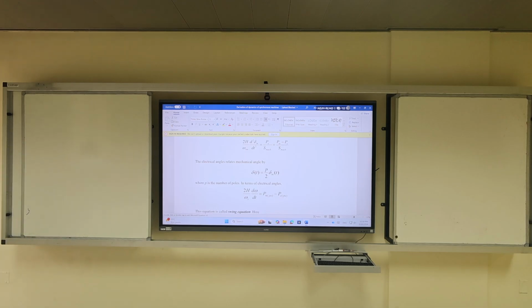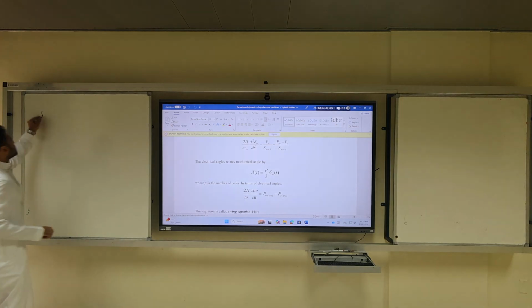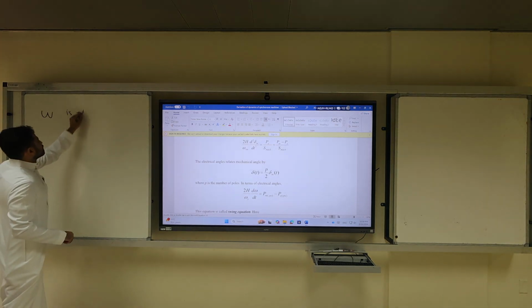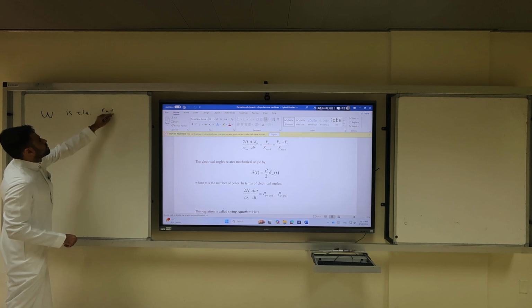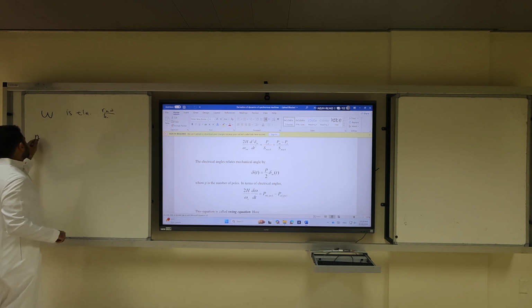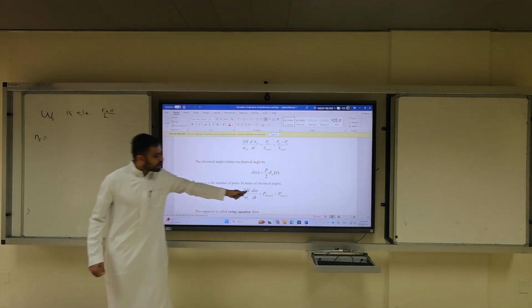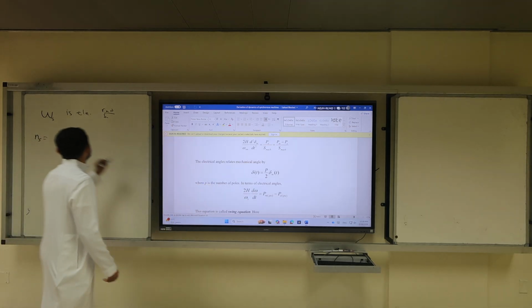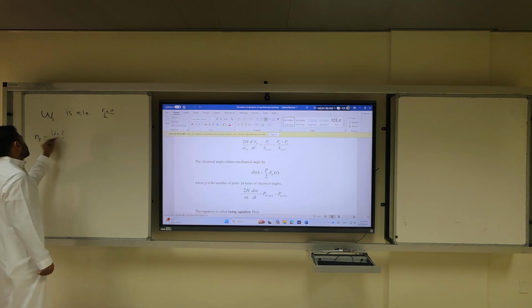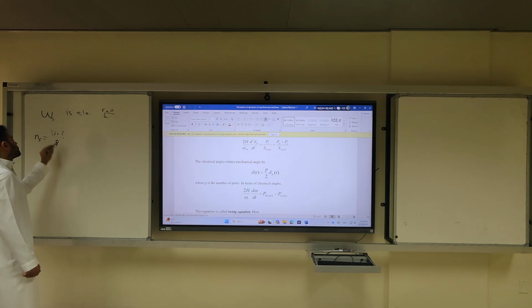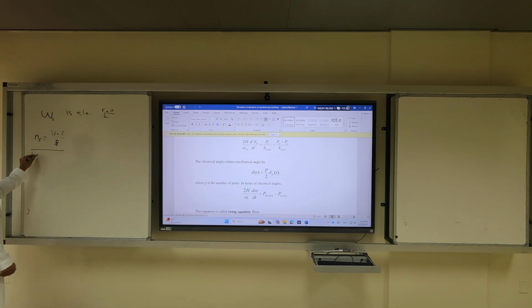So if you recall this equation, write it down so you don't forget. Omega is electrical, in radians per second. So you should put N_s first. This omega is omega_s. It's 120 f over P, and then omega_s is 2 pi over 60 times N_s.